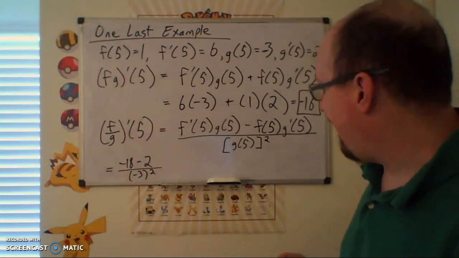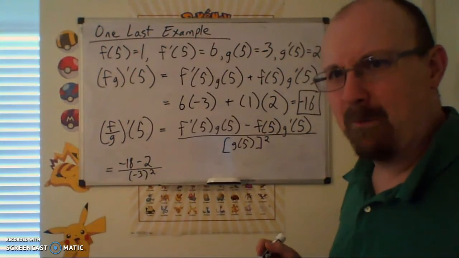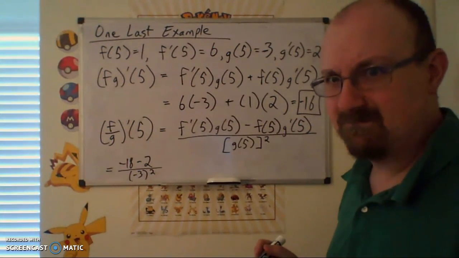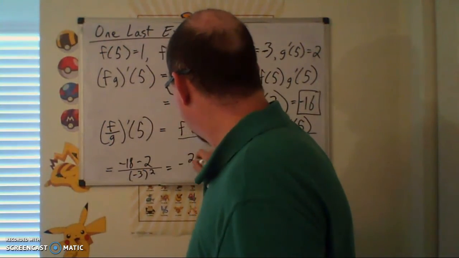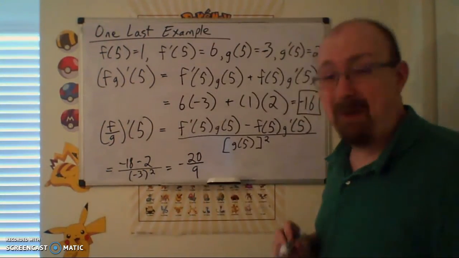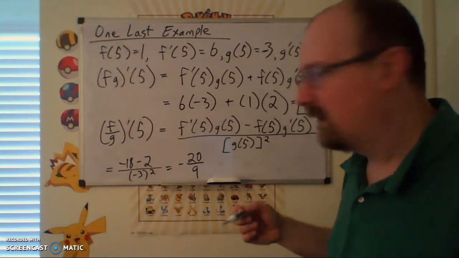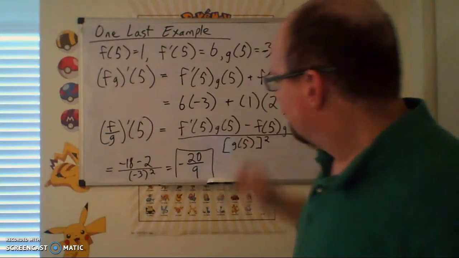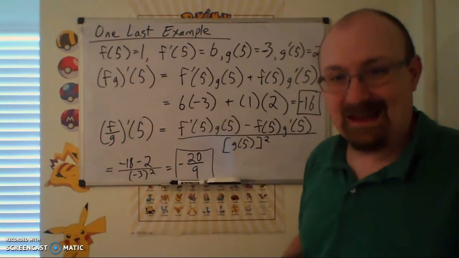So when I work this out, if I'm doing all of my arithmetic right, and I'm pretty sure, you're hoping your math teacher can do arithmetic right. Yes, that's the goal. So I'm getting -20 up top and just +9 down below, because negative times negative, you know that score. So that's what our derivative for our quotient would look like at x equals 5.